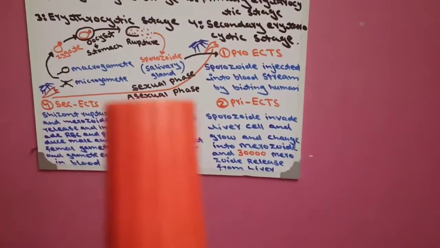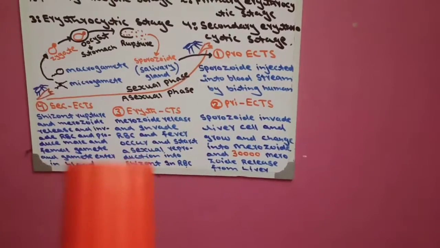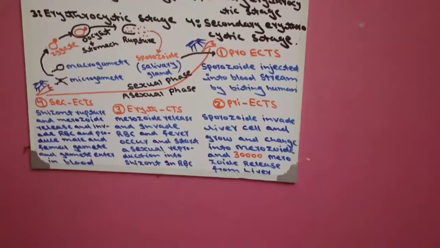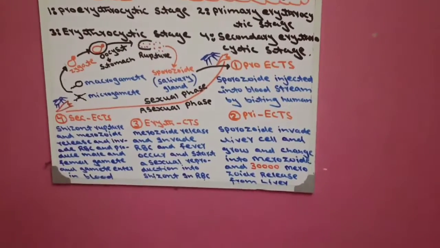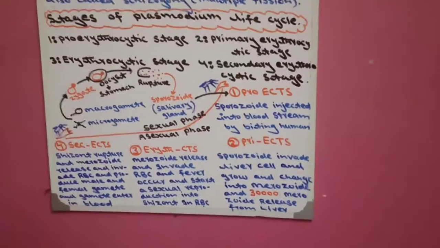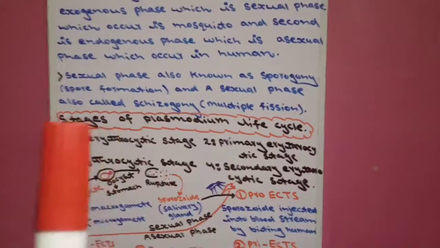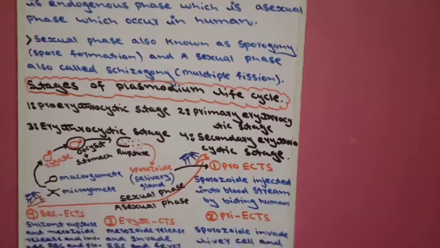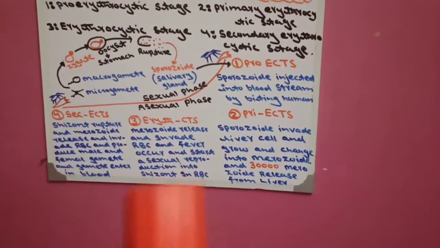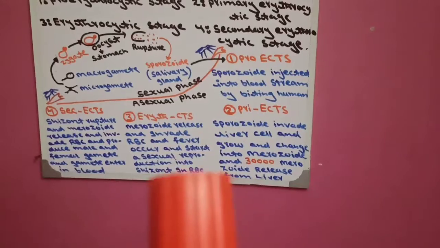And why does it invade RBC and start asexual reproduction in the schizont in RBC? Why do merozoites attack the RBC? Because in the RBC the merozoites start asexual reproduction in a sac-like structure which is known as schizont. Therefore, the asexual reproduction is also known as schizogony, because it occurs in the schizont, and here there will be multiple fission. Now in the erythrocytic stage, merozoites are released and invade RBC, fever occurs, and asexual reproduction starts in the schizont in RBC.